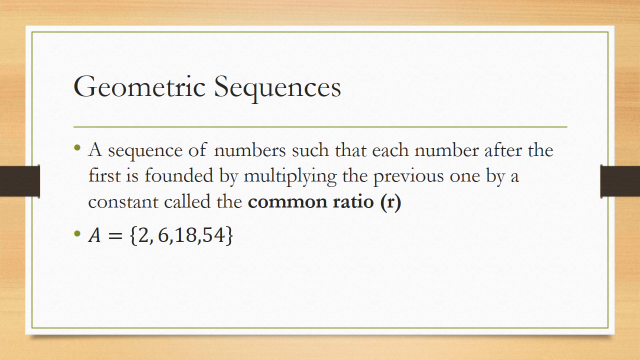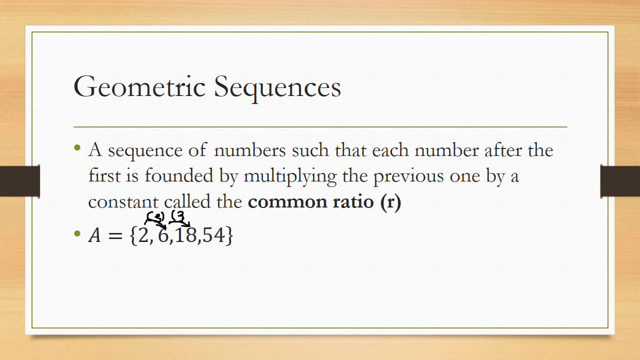Let's take a look at this sequence. We have 2, 6, 18, and 54. If you take a look at this sequence, we notice that 2 is the first term, and to get to the second term, we had to multiply by 3. And we had to do that for every single term to be able to get the next one.